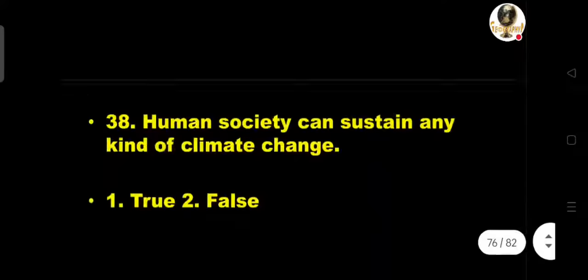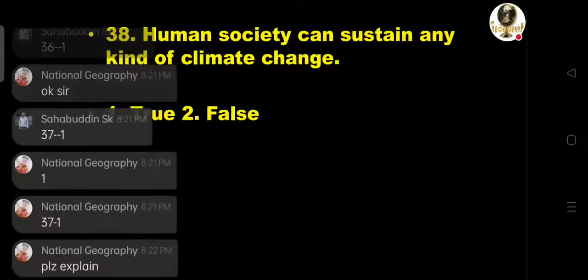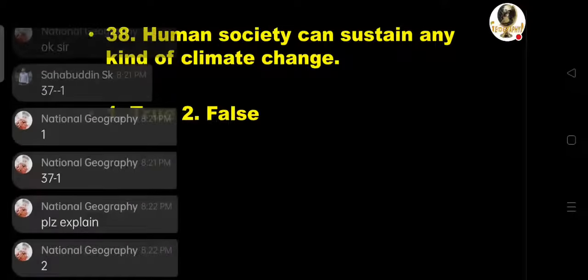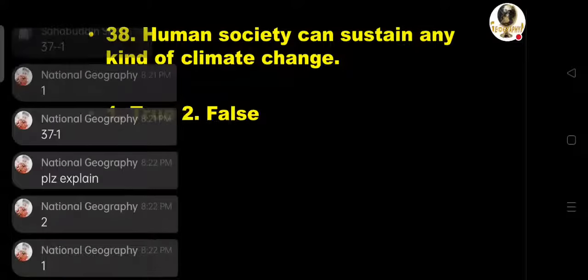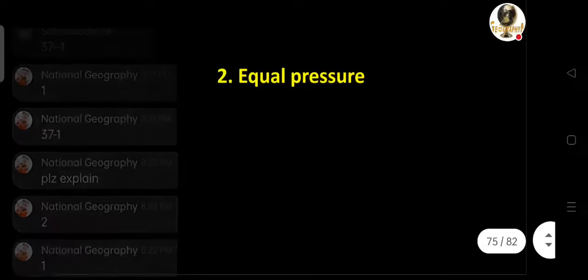Next another question. Human society can sustain any kind of climate change. True or false? Please explain. Question number 37: the line joining places of equal atmospheric pressure is called the isobar. So definitely the answer is equal pressure, that is the correct answer.